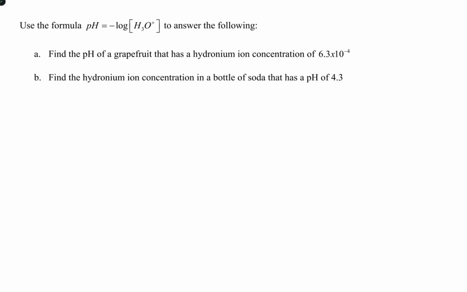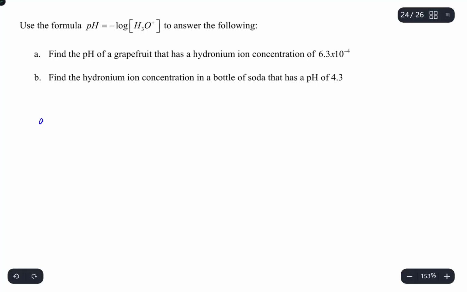Use the formula pH equals negative log of H sub 3 O positive to answer the following. Find the pH of a grapefruit that has a hydronium ion concentration, which is the H3O positive, of 6.3 times 10 to the negative fourth.